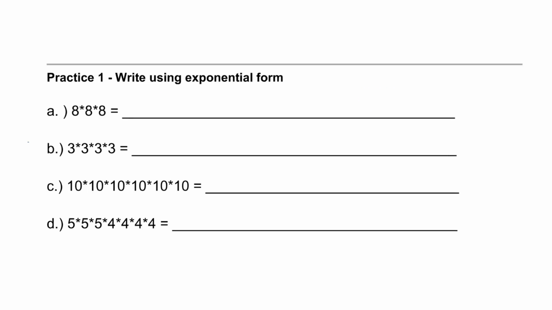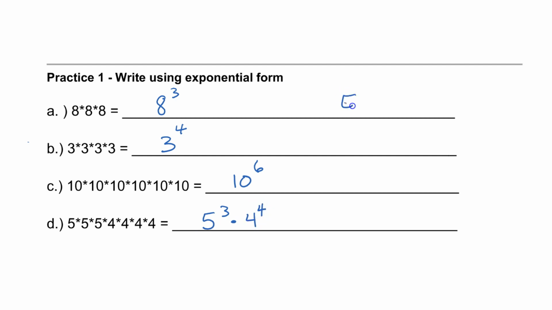This was an example that you did on your own. Remember, 8 is the base, and we have 8 times 8 times 8, so that's going to be expressed in exponential form, so it's 8 to the 3rd power. We have 3, and it's going to be raised to the 4th power. We have 1, 2, 3, 4, and then we have 10, which is raised to the 6th power. And then for D, we have 5 raised to the 3rd power times 4 raised to the 4th.